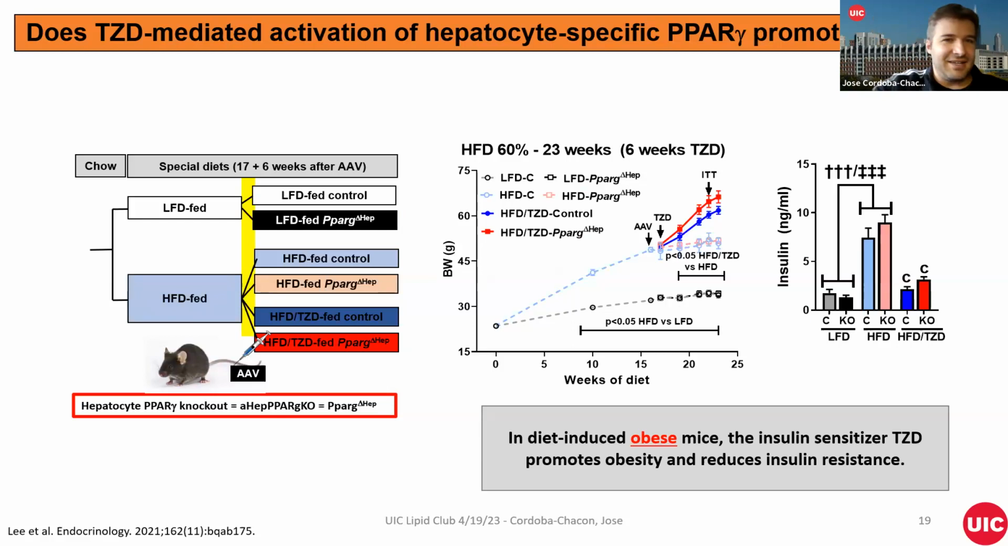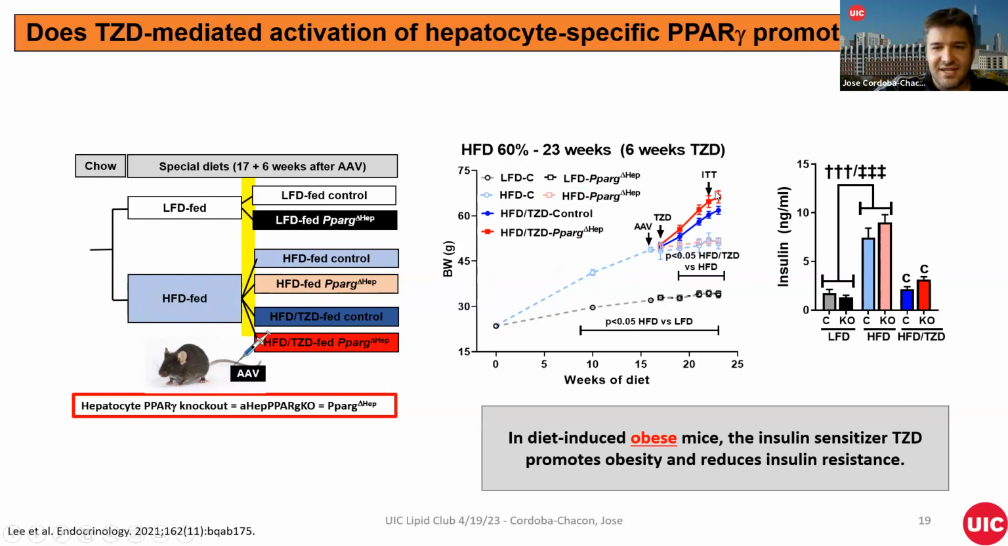Using another approach, knocking out PPAR gamma after the induction of obesity, we tested if these obese mice without PPAR gamma in hepatocytes are going to be responsive to the steatogenic effect of TCDs. So what we did here is we induced obesity, then we injected the AAVs to induce the knockout, and a week later, half of the obese mice were treated with TCD.